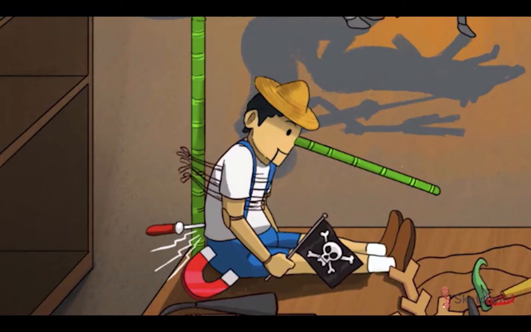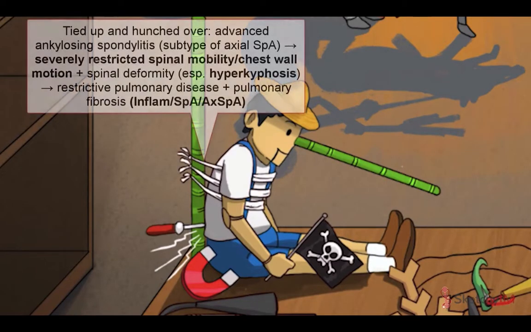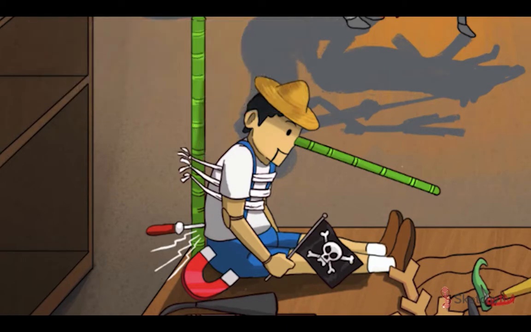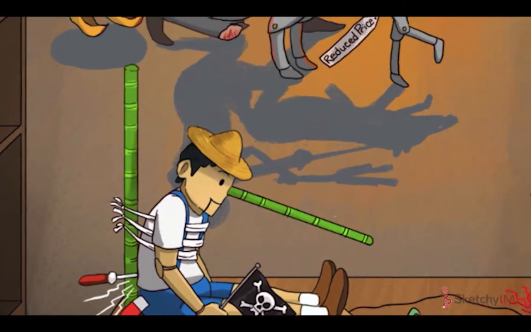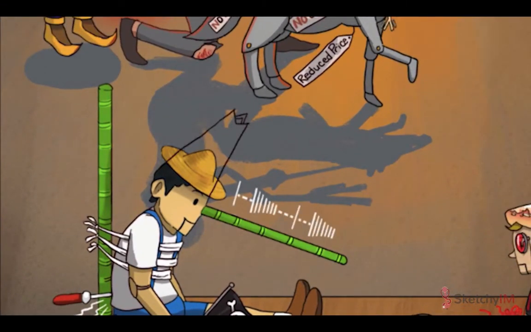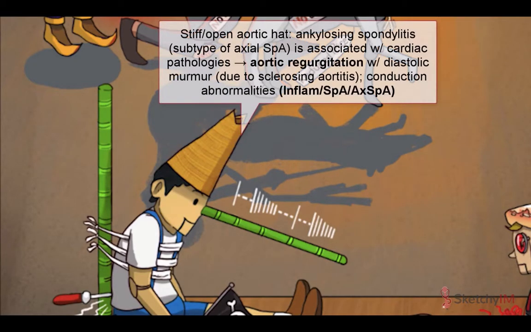In advanced ankylosing spondylitis that has progressed over years, spinal fusion can lead to severely restricted spinal mobility, restricted chest wall motion, and spinal deformity, particularly hyperkyphosis. Restricted chest wall motion can cause a restrictive pulmonary disease, and even in severe cases, pulmonary fibrosis. Ankylosing spondylitis is also associated with numerous cardiac pathologies, including disease of the aortic root, ACS, strokes, and conduction abnormalities.